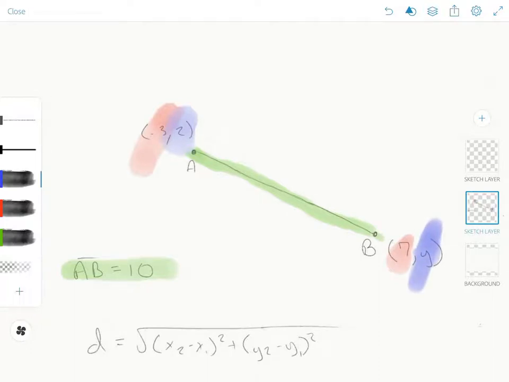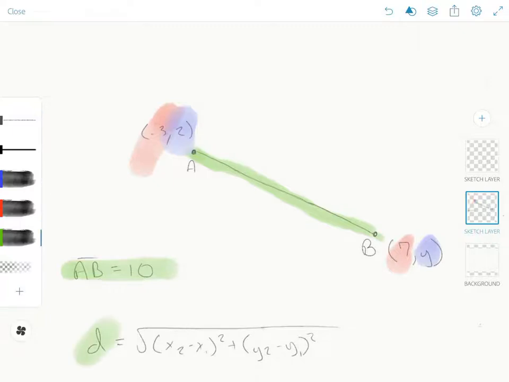We don't know the value of the y coordinate for point B. So we're going to have to use our distance formula creatively, with intelligence, with an understanding of algebra, in order to get the answer to the problem and find the location of y. So start by plugging in everything you know.